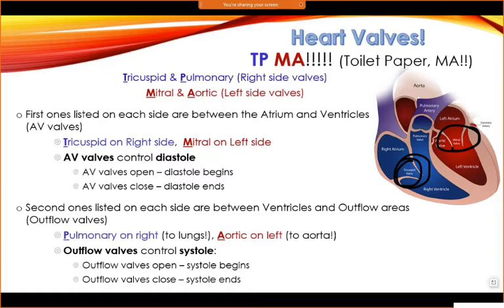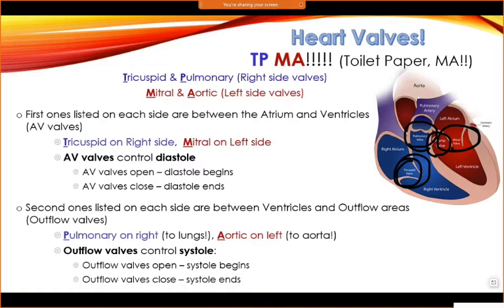Then we have our outflow valves, which are great because they're named for the place they outflow to. On the right side, we have our pulmonary valve. The pulmonary valve goes to the lungs. Yay! On the right side, we're before the lungs, so our pulmonary valve is letting blood flow to the lungs. And then on the left side, we have our aortic valve, which is kind of buried in the back corner here. It lets blood flow from the left ventricle out to the aorta, which is the main vessel out to the body. So our outflow valves are named for the places they go. Our pulmonary and our aortic valves are outflow valves, and the other two are AV valves. Our tricuspid and our mitral are in between our atrium and our ventricle.